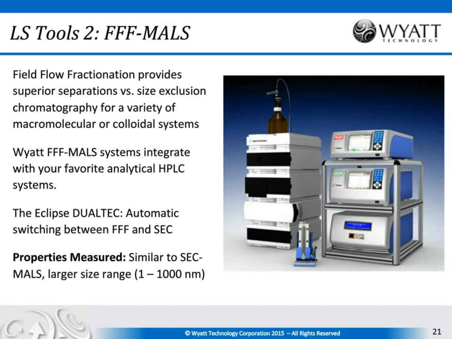And the salient property of field flow fractionation is that it will separate an extremely large size range from 1 to 1,000 nanometers. Downstream of that, we can put the light scattering detectors to get the additional characterization, regardless of exactly when things elute. Otherwise, the properties measured are very similar: molecular weight, size, conjugation, aggregation.